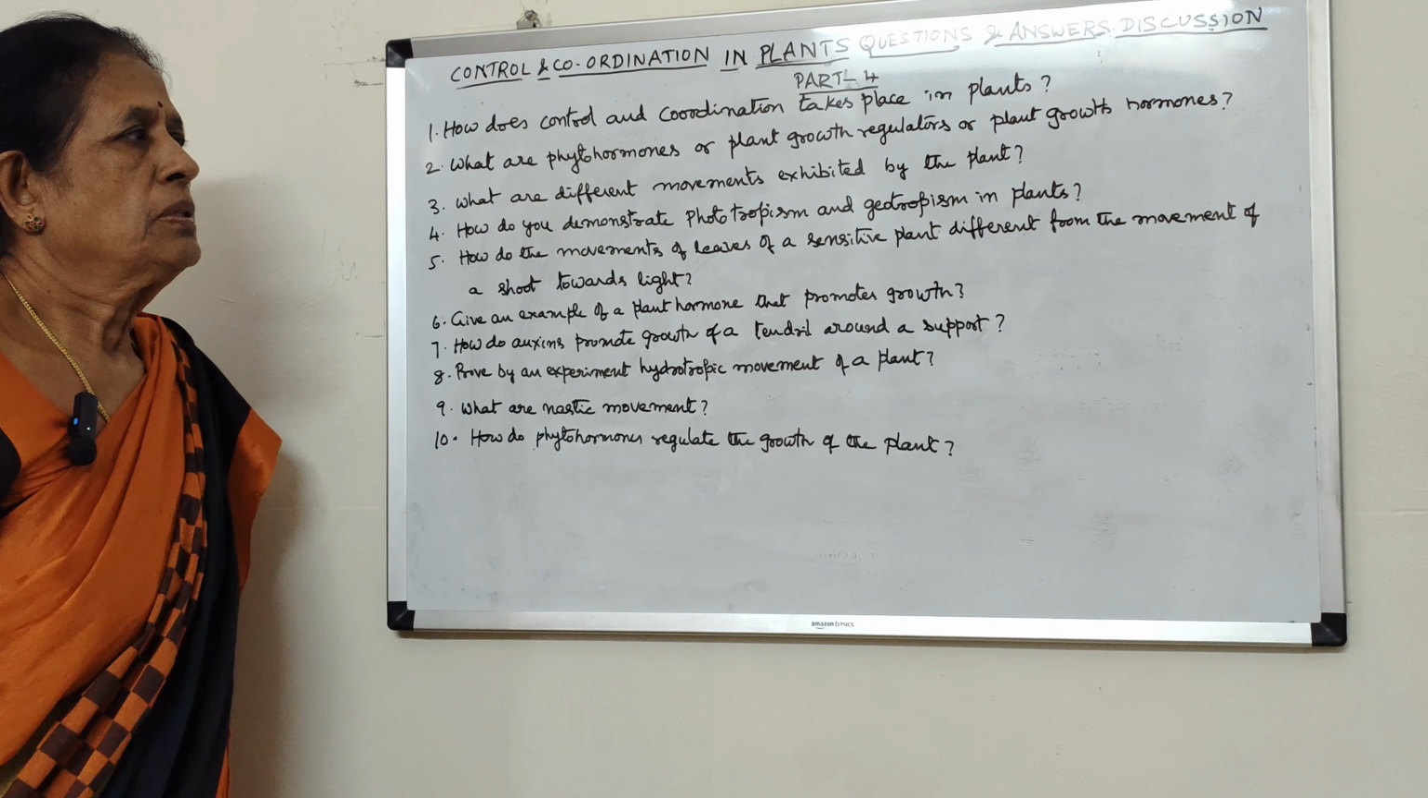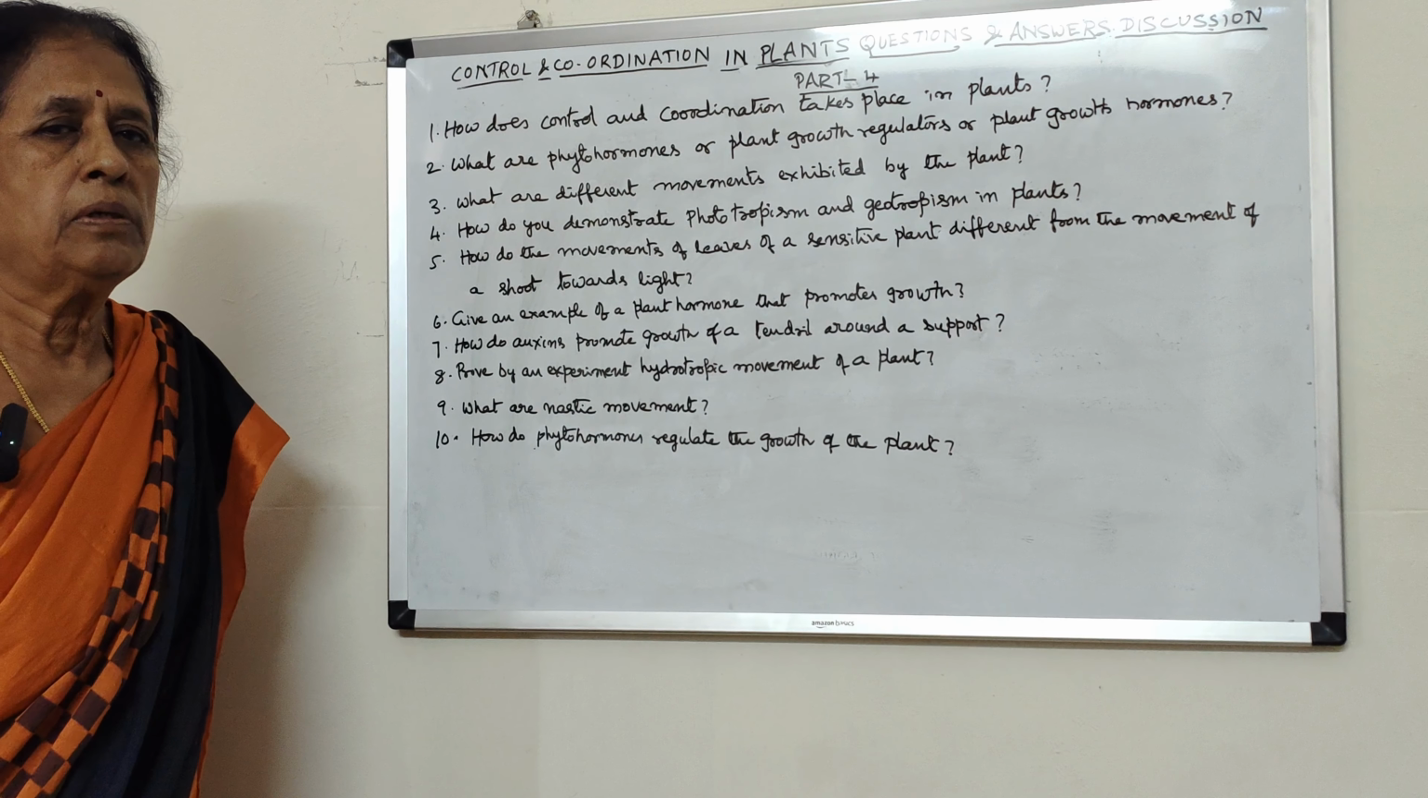Examples are auxins, gibberellins and cytokinins. They are plant growth promoters. And abscisic acid and ethylene are plant growth inhibitors. So this is for a 2 marks question. And suppose it is given for a 4 marks or 8 marks question, you have to give details.